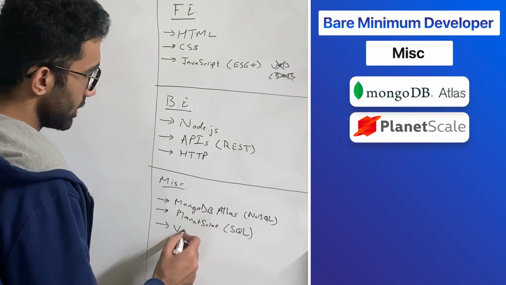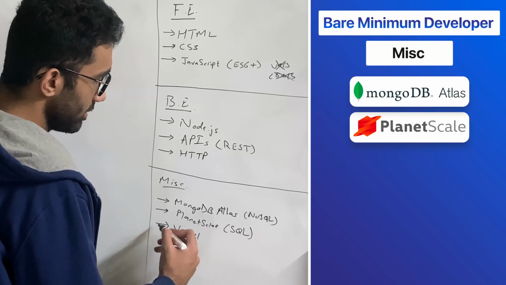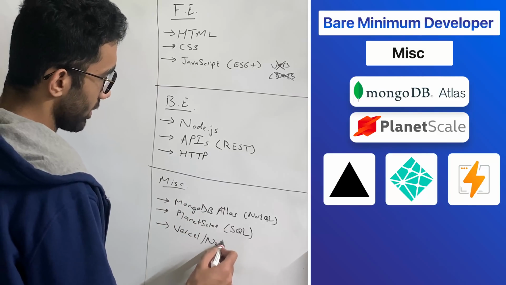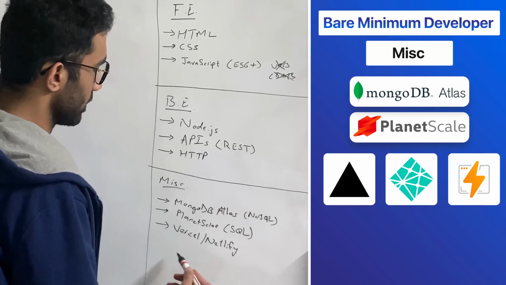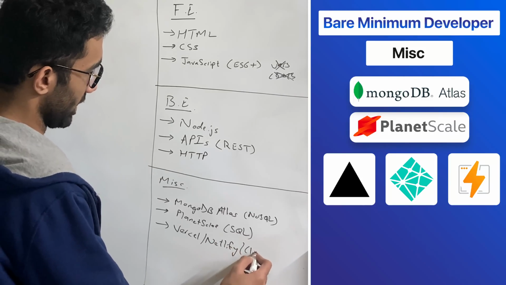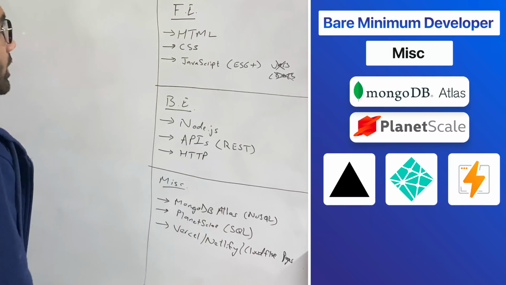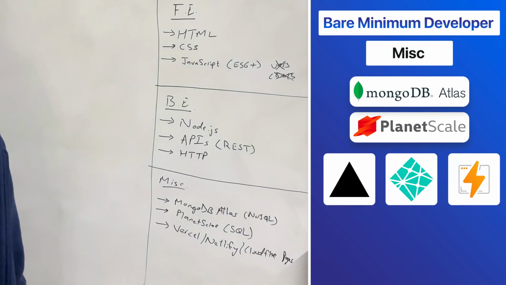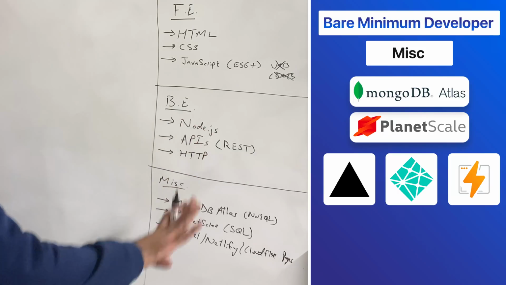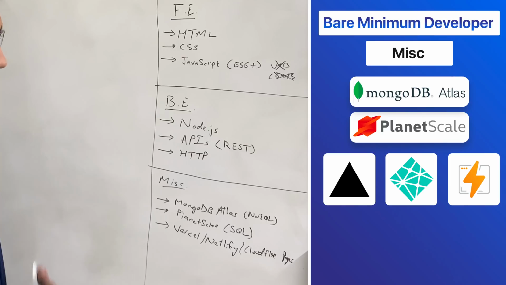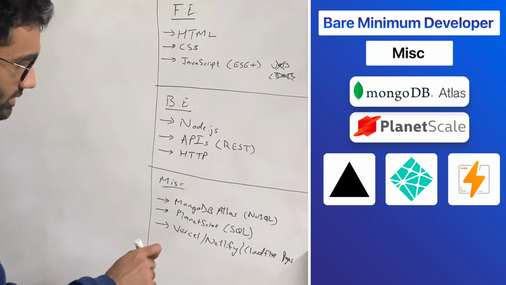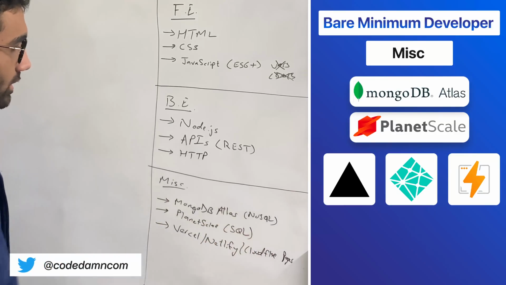And again, a bare minimum thing you need in the miscellaneous section is something to host your front end, like Vercel or Netlify, or something similar; Cloudflare Pages is also one interesting option. So this is your bare minimum web developer 2022 tech stack. Nothing has really changed from last year. If you had asked me the same question, the only thing that would have been different is that in this case, PlanetScale wasn't there, or it was but still in beta.